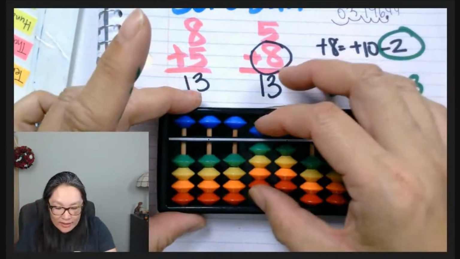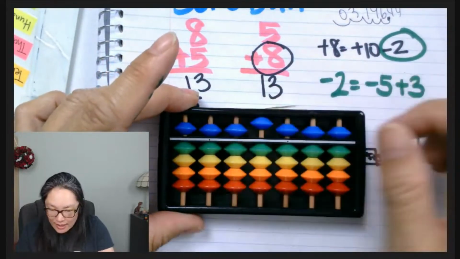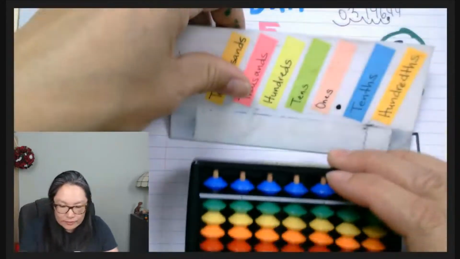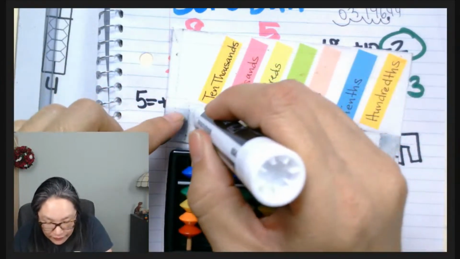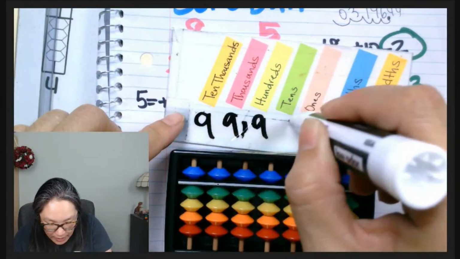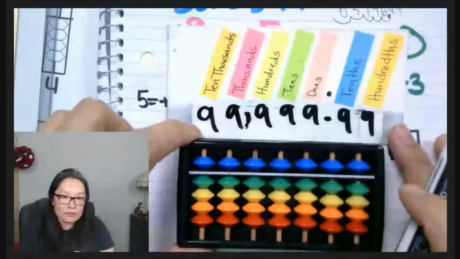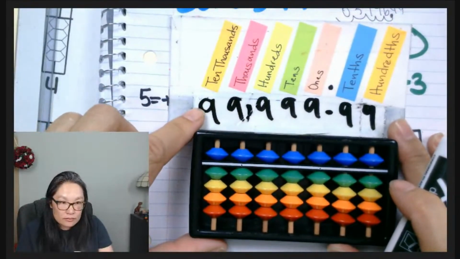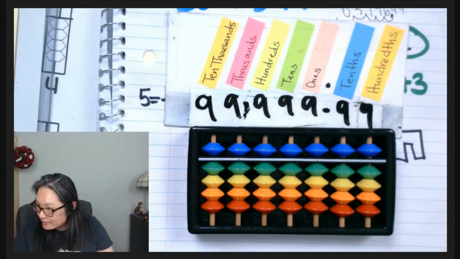So we have 9, 9, 9, 9, 9, and 9, 9. So all of this is 9. When we look at it with our place value, we have 99,999.99. That's all it is. And that's reading the abacus.